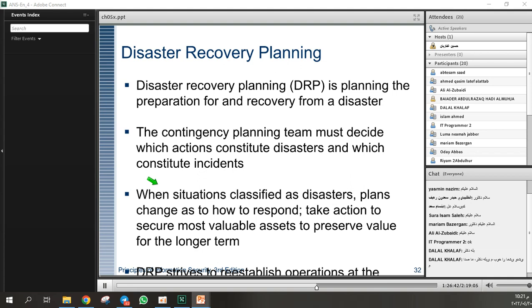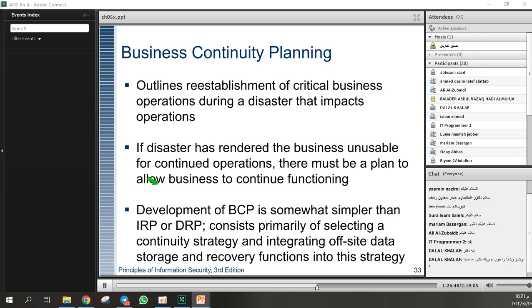I just have limited time, so I must select which items are the most valuable assets in my business, and only secure them. In a disaster recovery plan, I'm thinking about the future.